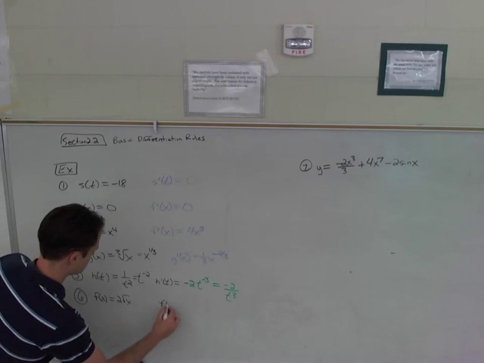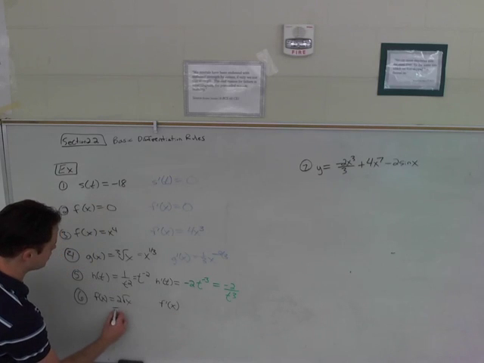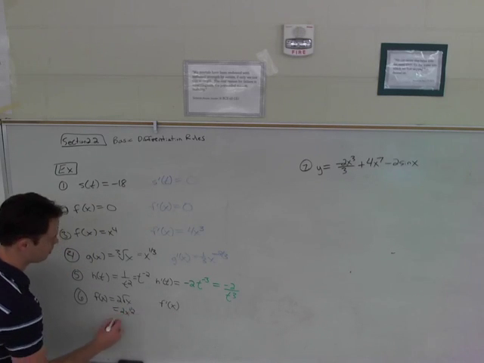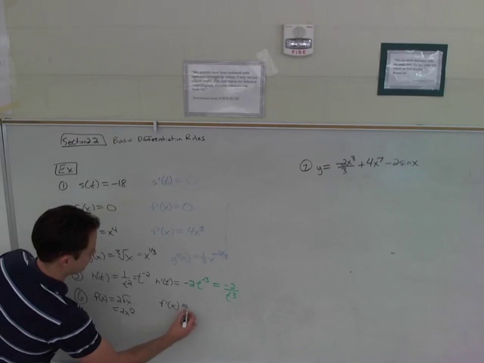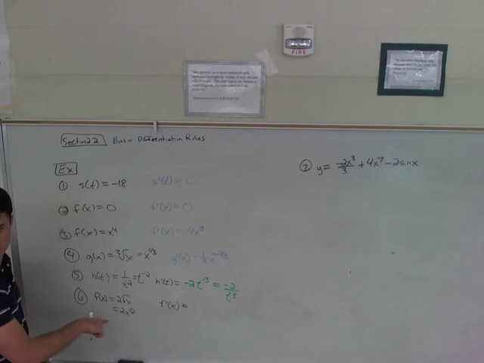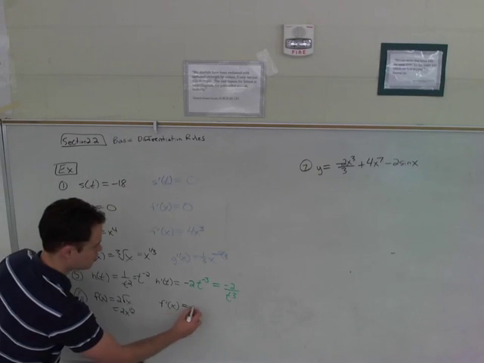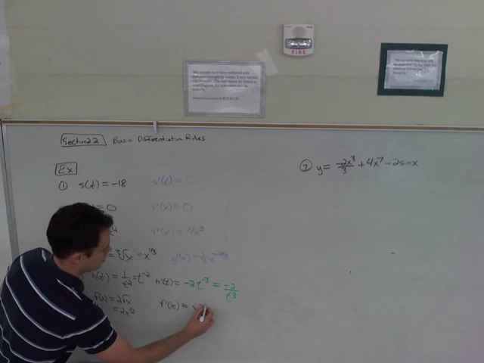f prime of x for this one then. Austin gave us some help, didn't he? He said this is 2x to the 1/2. So the answer is x to the negative 1/2. 1/2 times 2 is what? 1. So x to the negative 1/2.